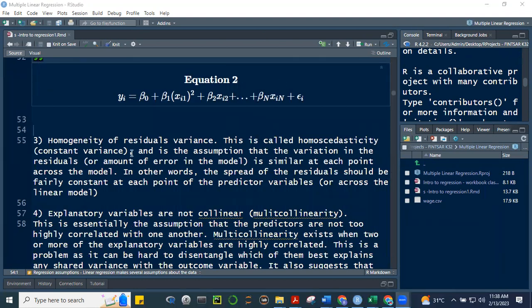The third assumption is homogeneity of residual variance. What do we mean by this? When we generate a model, what we have to do is to plot our residuals. Residuals are the differences between the actual value and your model value. Let me just illustrate that.